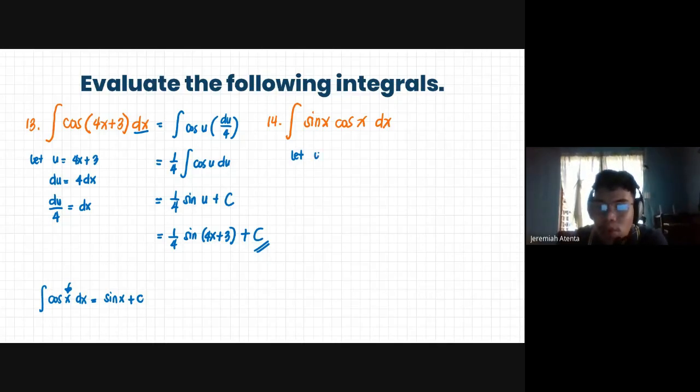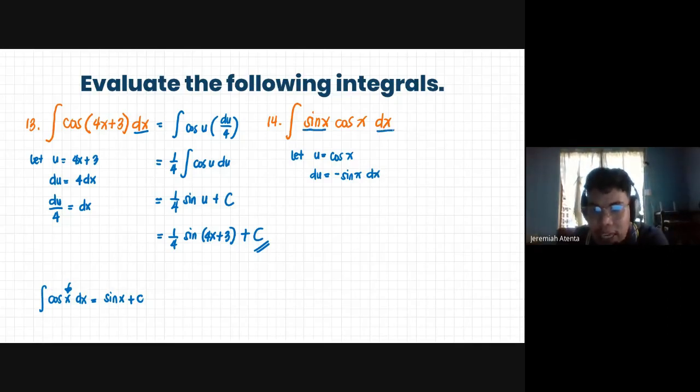So let's suppose u is cosine x. You said cosine, right? So therefore, du will be equal to the derivative of cosine, which is negative sine x dx. Right? But we only need sine x dx. We have a negative, therefore we move the negative to the other side. We have negative du will be equal to sine x dx.